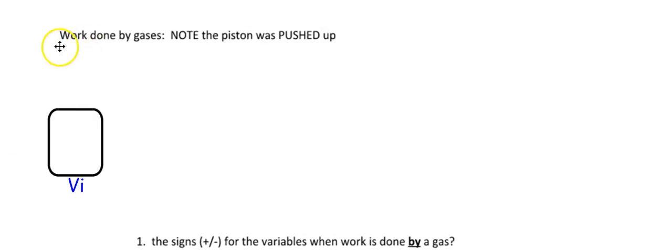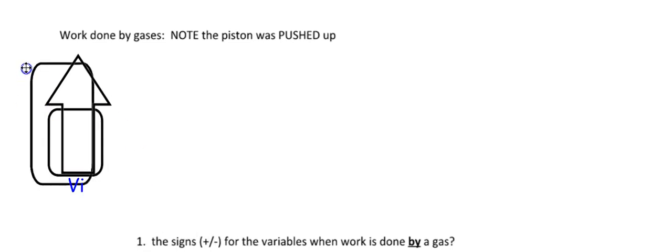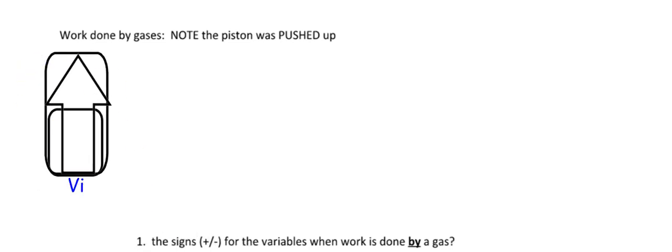So when I have a case of work done by the gases, the piston was pushed up. So here's my initial volume, and that piston is going to push up. And so what's going to happen? It's going to increase. So your VF is up here, so your final volume is bigger than your initial. So what's delta V? Well, delta V is final minus initial, right?